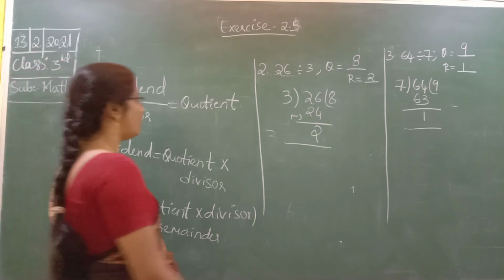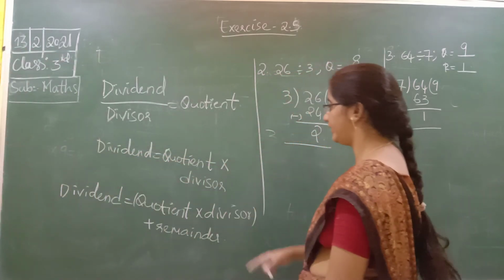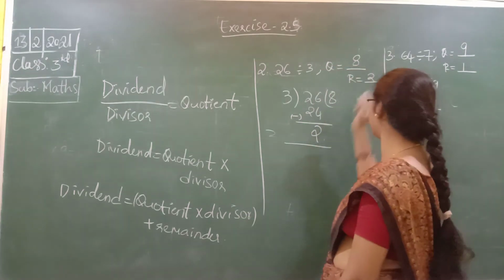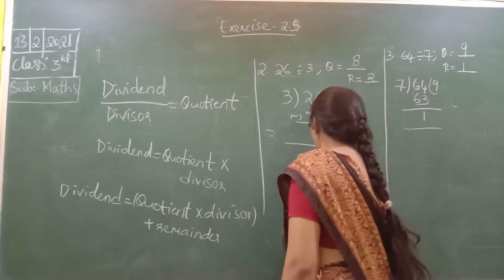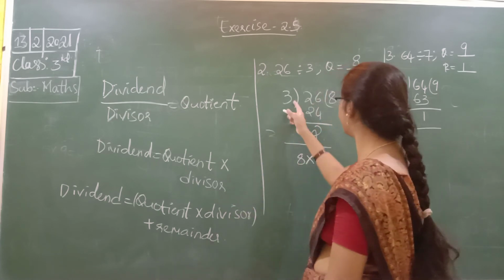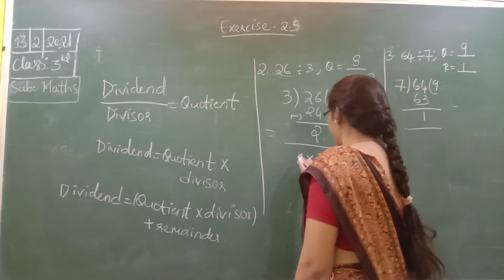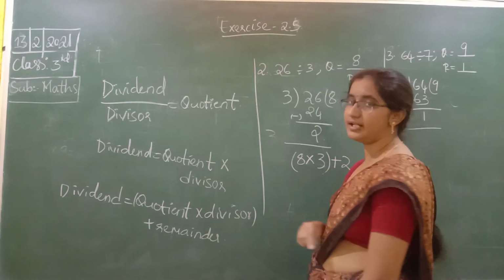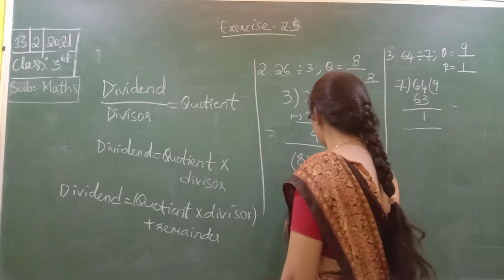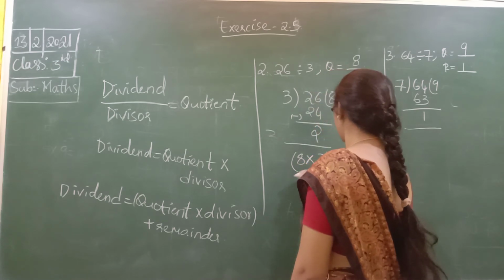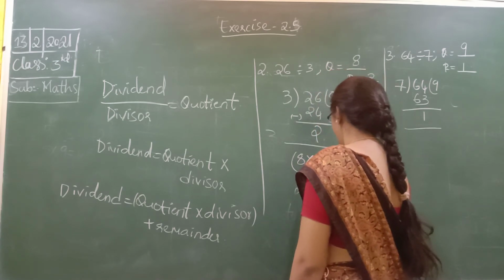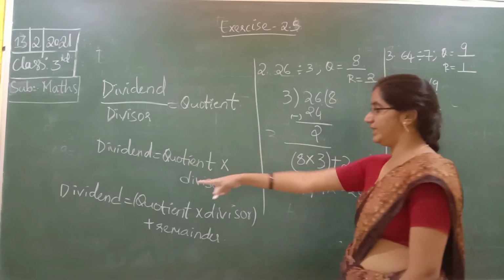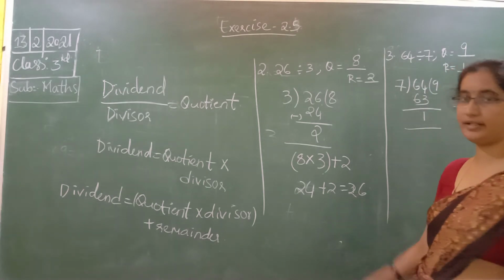See here, what is the dividend here? 26, right? Quotient into divisor, they said. What is the quotient here? 8. So 24 plus 2 equals 26. The answer is 26, which equals the dividend.